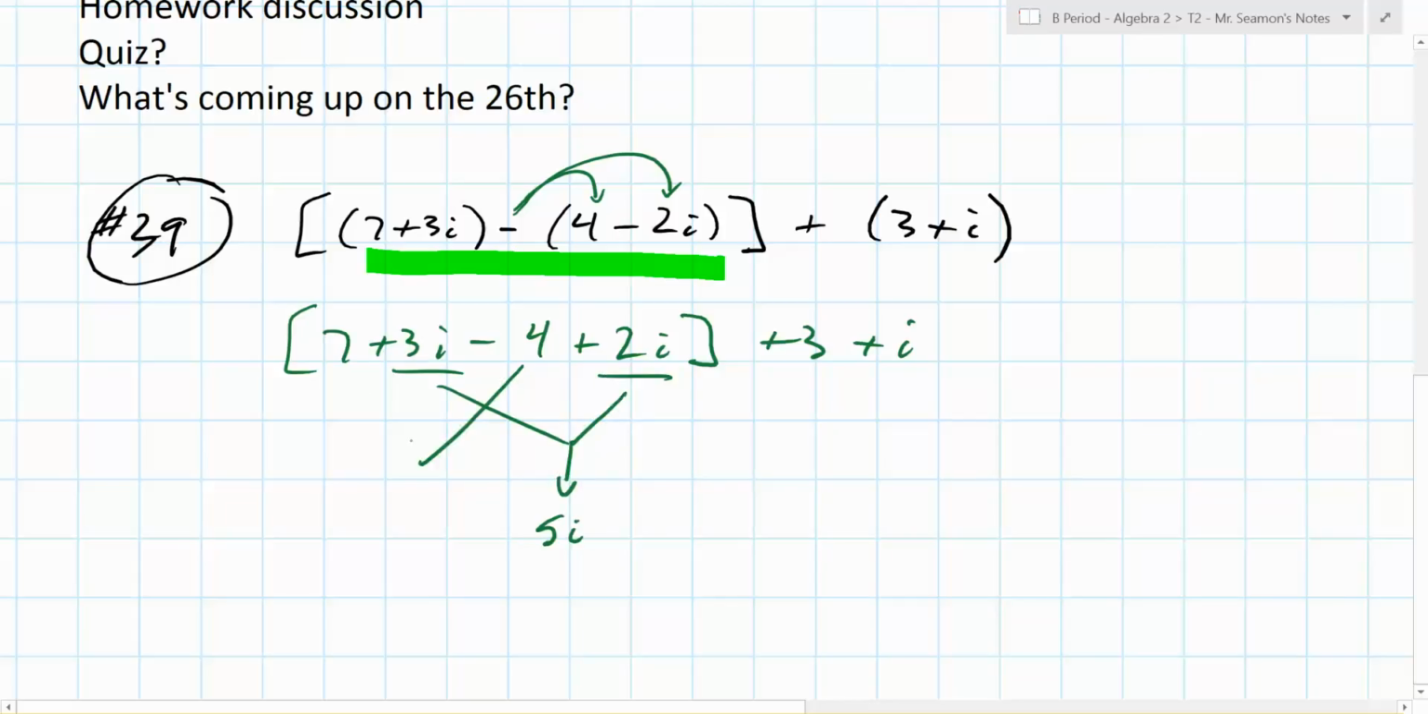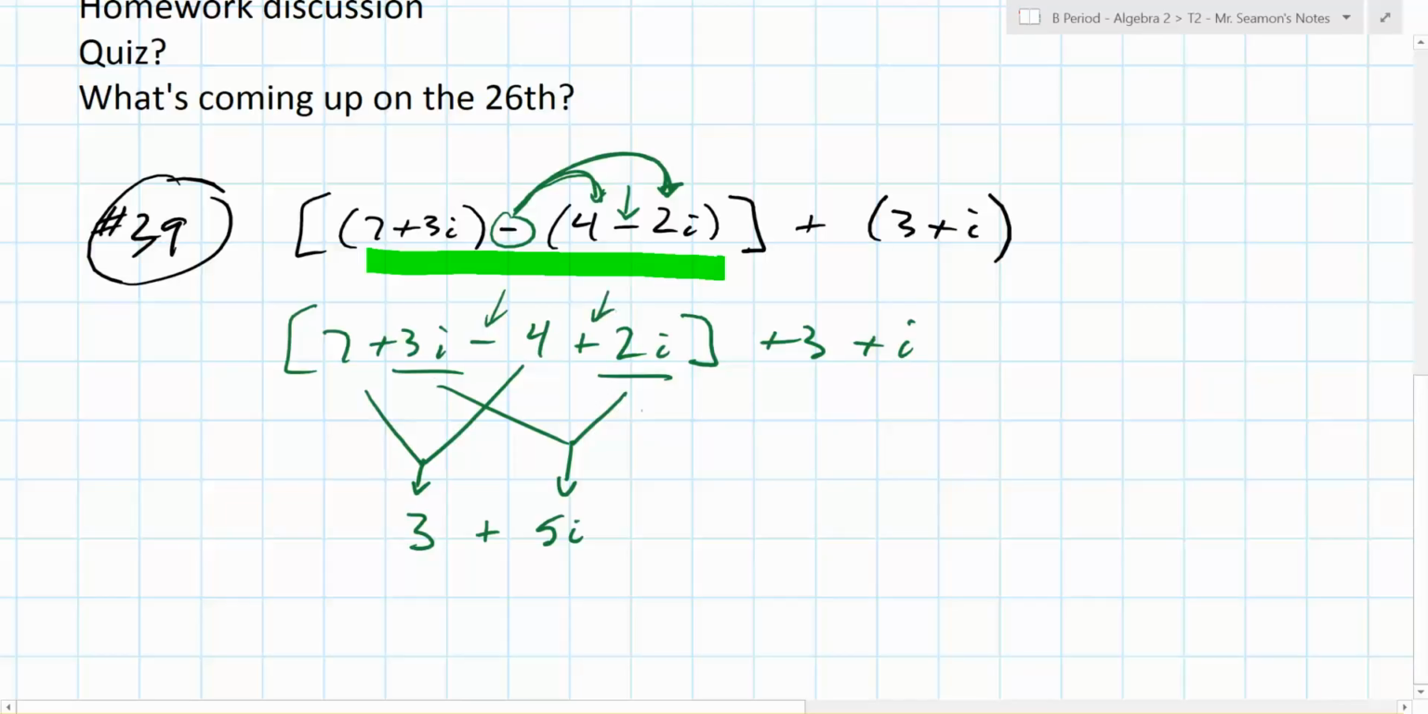5i. And what about here? 7 minus 4 is? 3. Mr. Seaman? Yep. Would you not subtract 3 minus 2? No, it's the minus that got distributed. So negative times the 4 is minus 4, but negative times a negative 2. See how it's negative right there? Negative times negative 2 is positive right there.